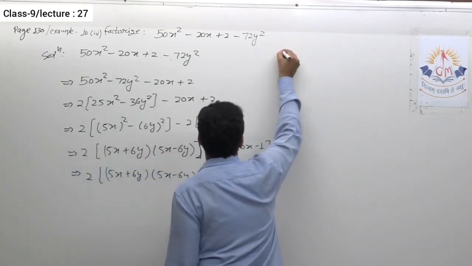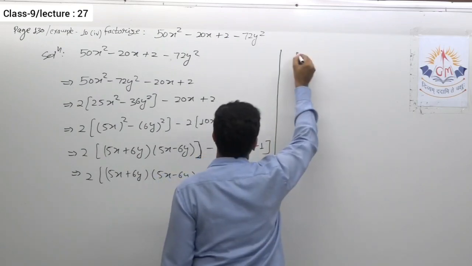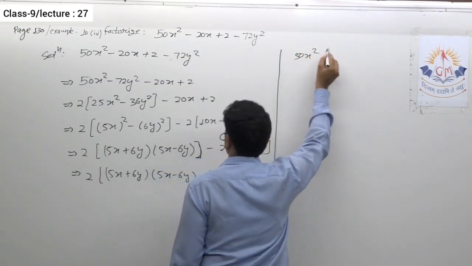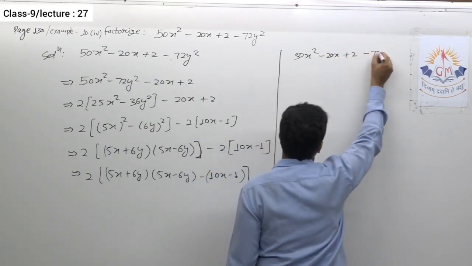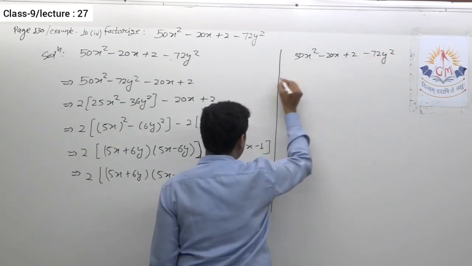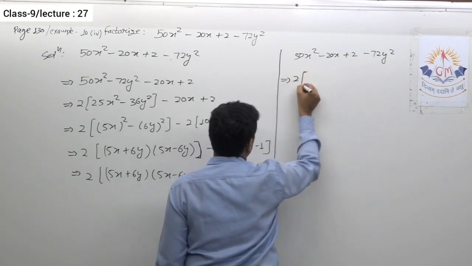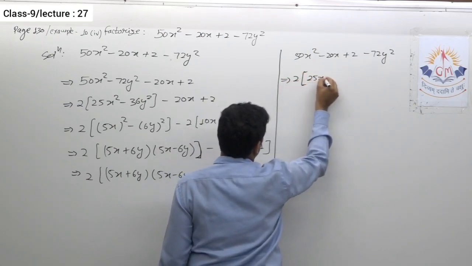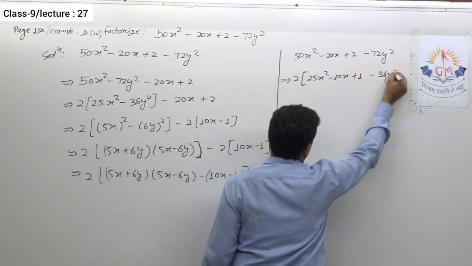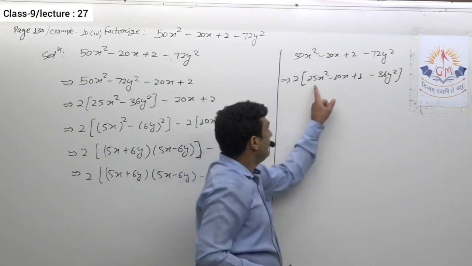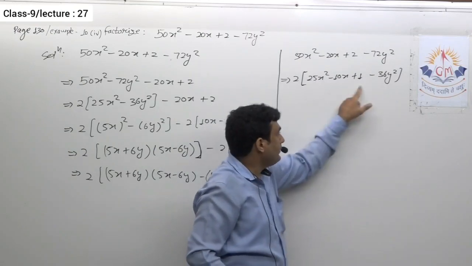Okay, let us see if it is possible to find the factors in a different way. First of all, I can take 2 common, and after taking 2 common we have to check whether it is possible to arrange the terms in a particular identity. If I take 2 common here, I get 25x square minus 10x plus 1 minus 36y square. Now this is a complete square term, this is also a complete square term, and this is also a complete square term.